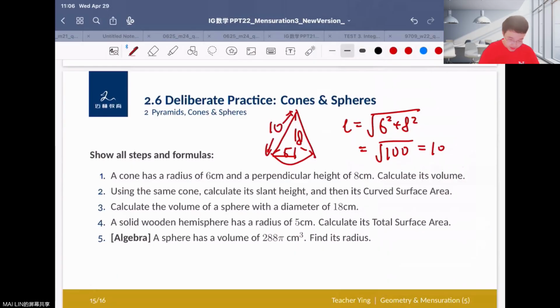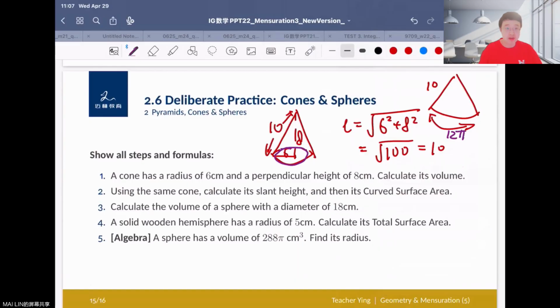Okay. So in this way, we can say that the curved surface area can be unfolded like a sector, right? Okay, this is 10. And we know that the base length is 2 pi r, right? That is the base perimeter for a circle, right? That is 2 pi radius, right? So here is 2 pi times 6, okay? That is 12 pi, okay?